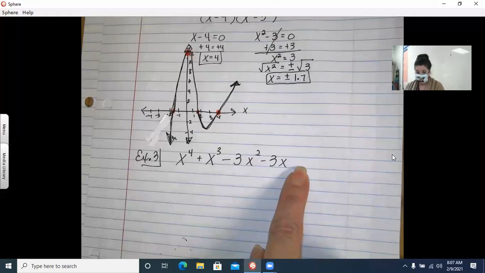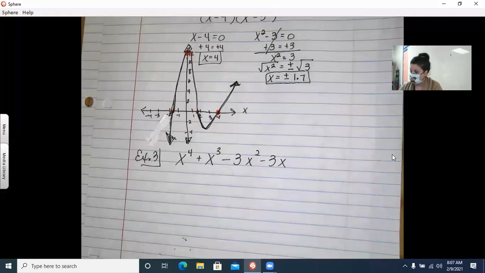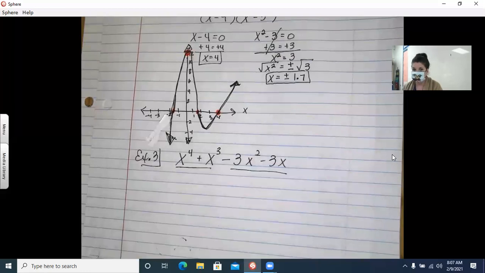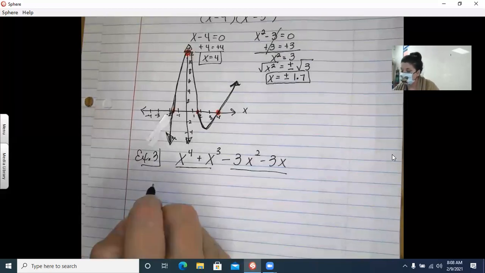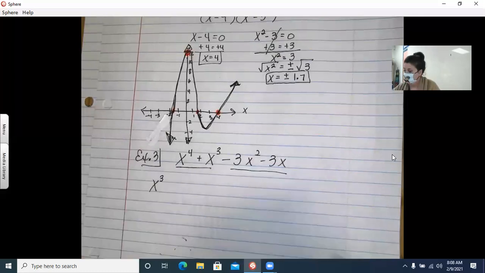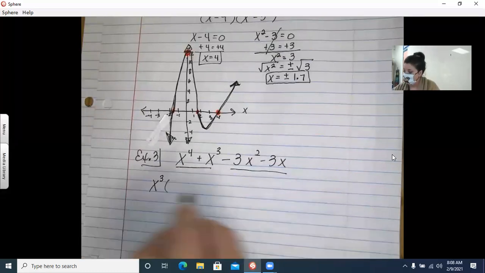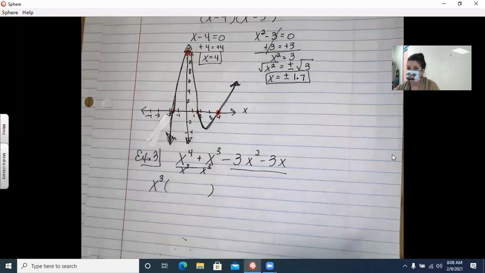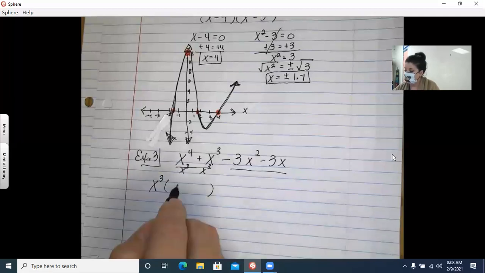Okay. So we're going to factor by grouping. I'm going to group my first 2 terms together and my second 2 terms together. What is the GCF of the first group? X what? X cubed, x to the 3rd power, x cubed. So I will divide both of the first 2 terms by x cubed and see what's left. What's x to the 4th divided by x cubed? X. What's positive x cubed divided by x cubed?